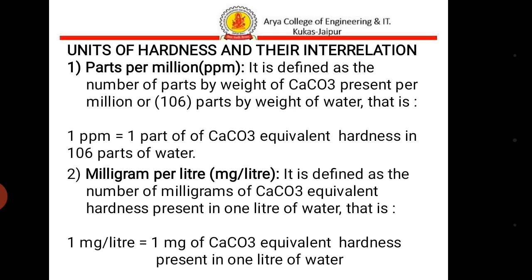Second unit, milligram per liter. It is defined as the number of milligram of calcium carbonate equivalent hardness present in 1 liter of water, that is 1 milligram per liter equal to 1 milligram of calcium carbonate equivalent hardness present in 1 liter of water.